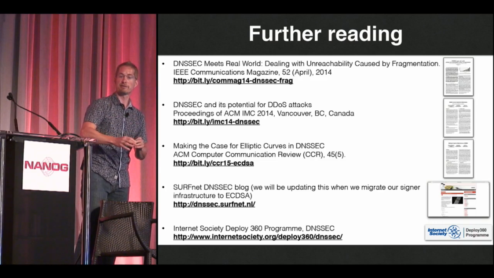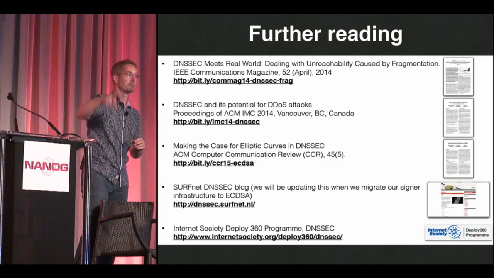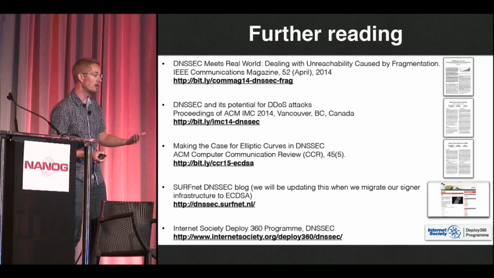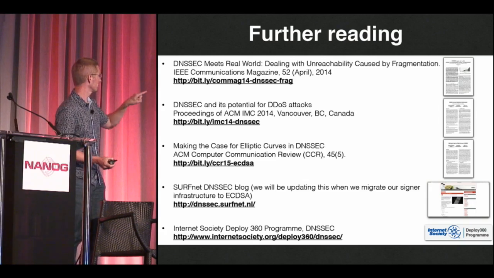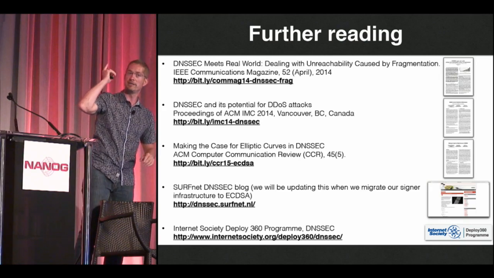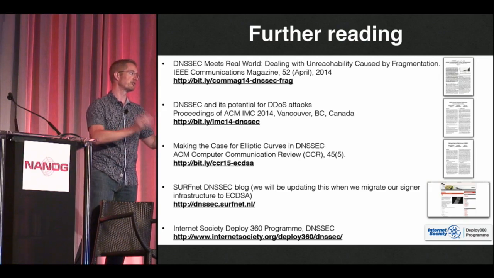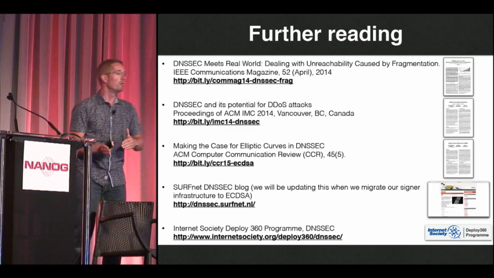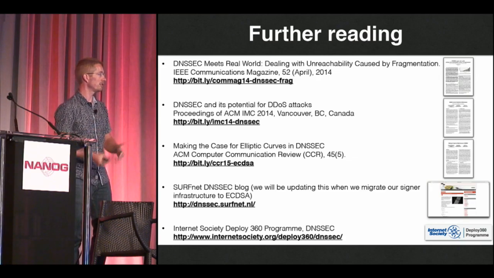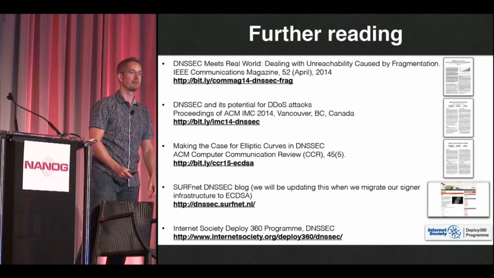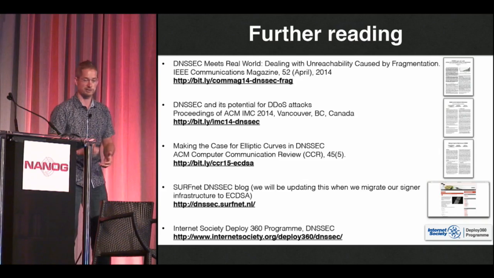This is here for reference. The slides will be up, as I said. These are some papers that give you much more detail about all the issues that I discussed in the talk. I would like to point you to our blog, dnssec.surfnet.nl, which is currently horribly out of date, but which we will be updating when we do our algorithm rollover. So when we switch our infrastructure over to ECDSA, we will be posting entries on our blog about that so that you can learn from our experiences, and hopefully you won't have to learn from our mistakes.